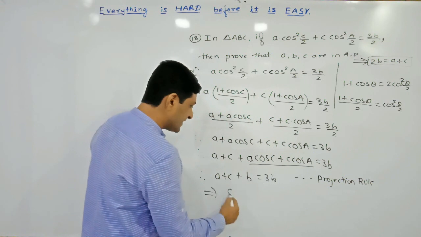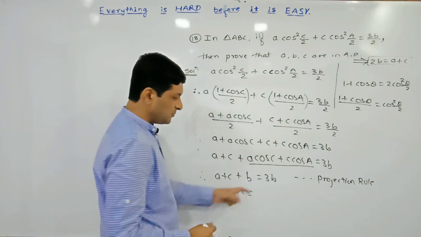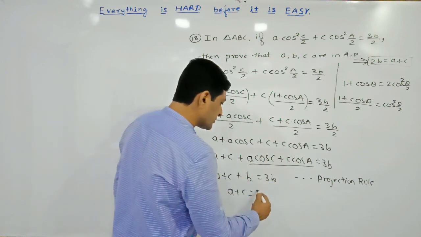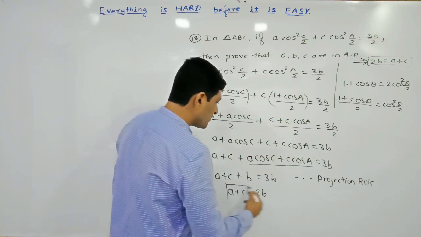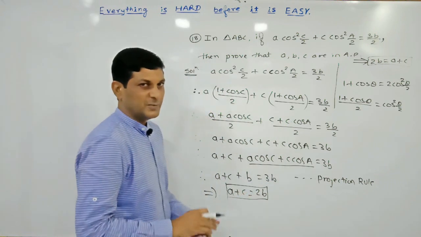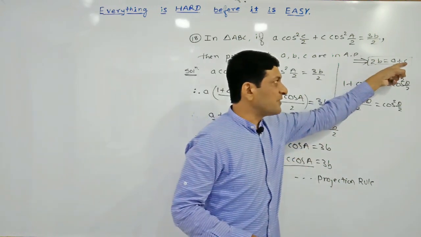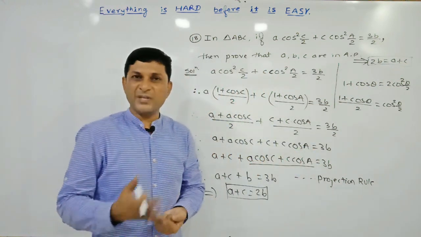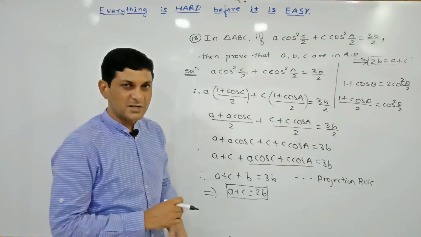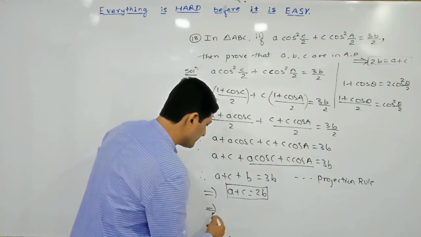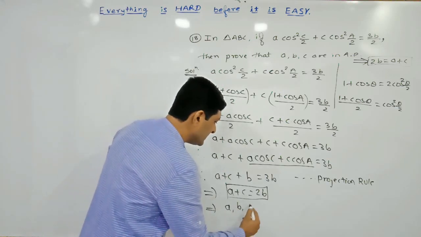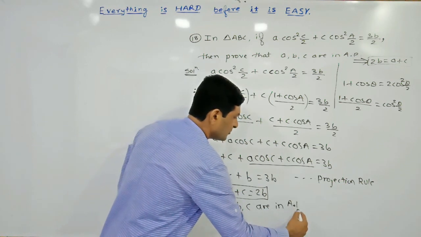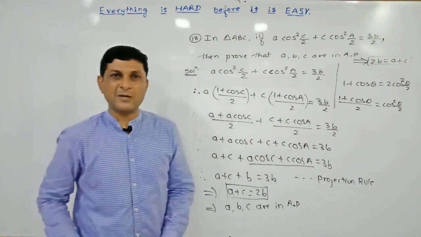Now here collect the terms of b. So this implies that a plus c is equal to, now plus b on this side will become minus b, 3b minus b will be equal to what? 2b. So what result have we got here? a plus c is equal to 2b, meaning this condition is satisfied. And if this condition is satisfied, we can say that a, b, c are in what? Arithmetic progression. So this implies that a, b, c are in arithmetic progression, and this is our required result.